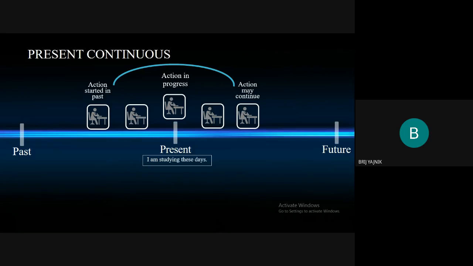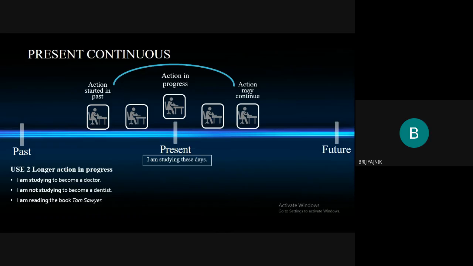Let me show you more examples and you'll understand it better. Look at these examples below. I'm studying to become a doctor. That's an action for a longer duration, but it's not permanent. It's temporary.